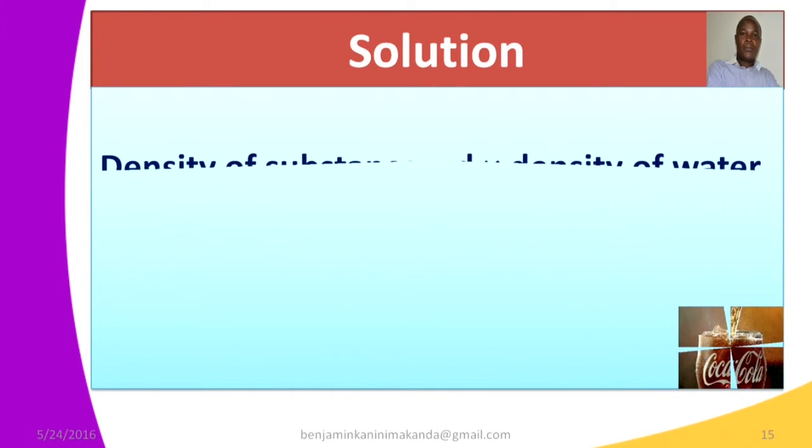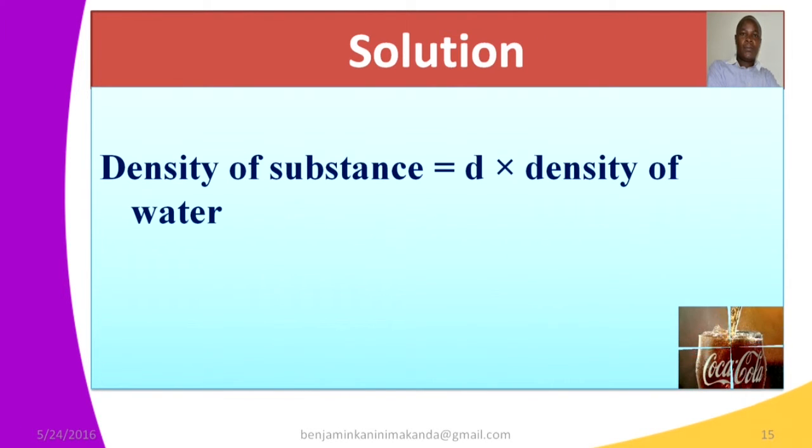So we have this: density of substance is equal to D. What does D stand for? D stands for the relative density multiplied by the density of water. Therefore, the density of this substance is given by D multiplied by the density of water. So we know the density of water is 1000 kilograms per meter cubed. And we know the relative density has been given as what? 0.8. So this is how we proceed.